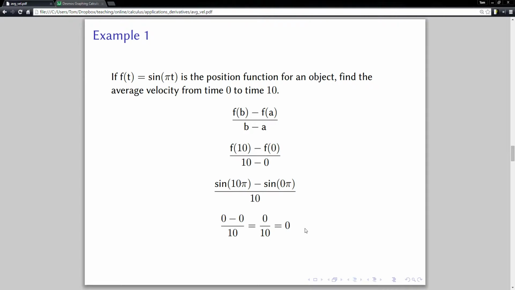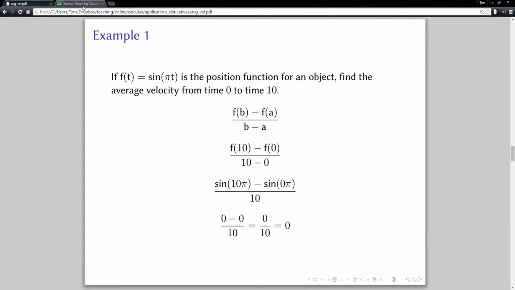So already you probably see some of the downside to using average velocity right here. The average velocity was 0, and the reason why that happened was because it was at the same position at time 10 as it was at time 0. I got the same number here, which just happened to be 0 on the number line, and then I subtracted that out, and I get 0. So if you have a position function and the object is moving around and it returns to its starting position, then you're always going to get an average velocity of 0.